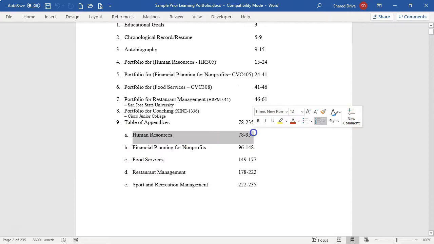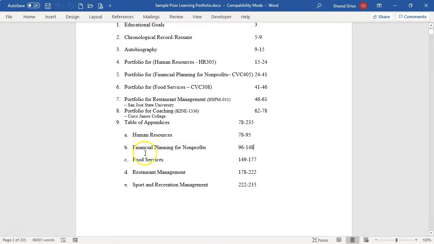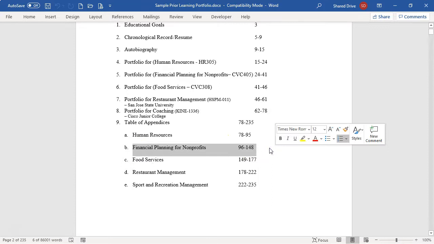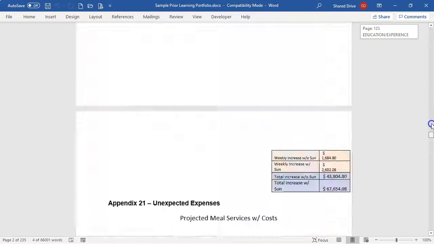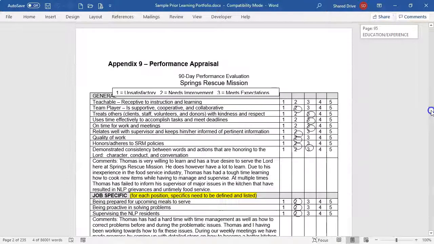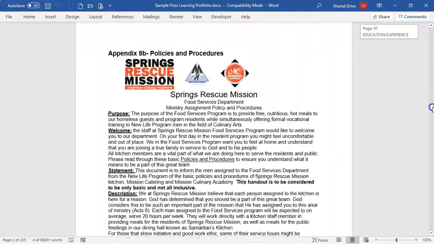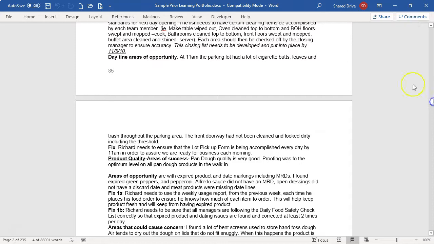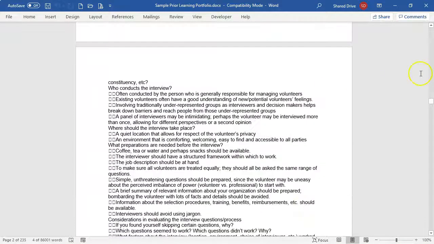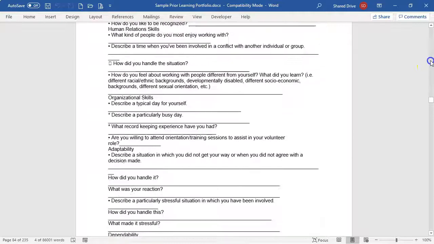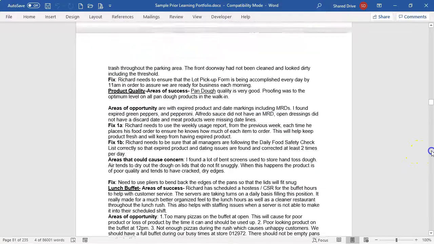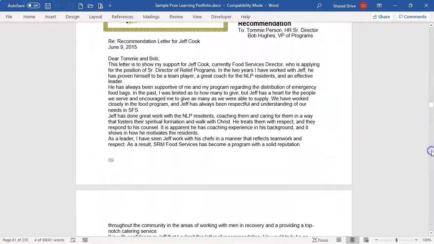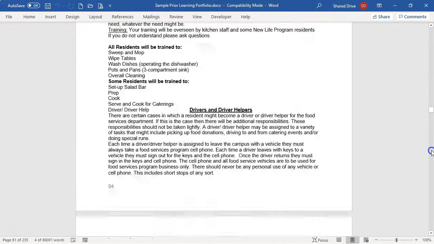So for human resources, he has a lot of things that he used there. Financial planning, he used some of the financial statements that he used. For food services, he has a lot more documentation. So you can look at examples of what he did in this. So here, he showed the performance appraisals he did in human resources. He showed a lot of the other things that he had to develop as a manager, and he also later provided all his financial statements.